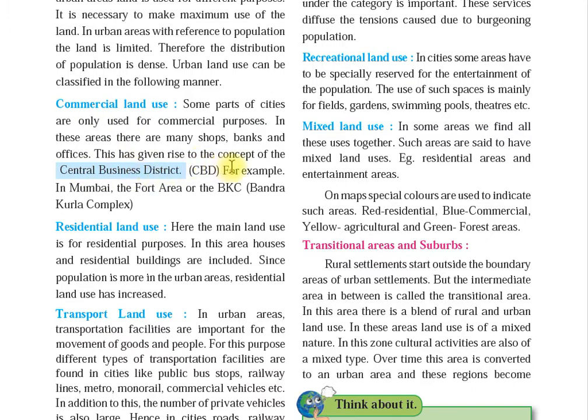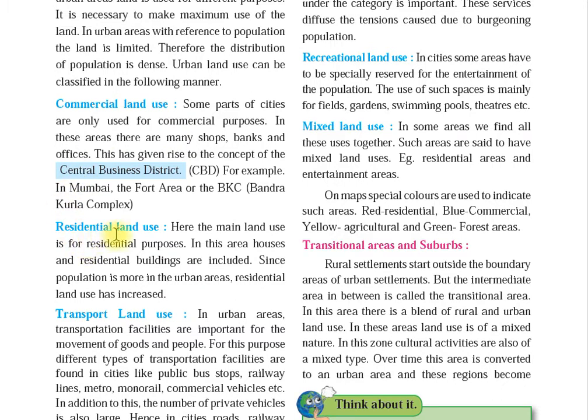This has given rise to the concept of Central Business District, that is CBD. For example, in Mumbai, the fort area. Now, which is the fort area? If you go to Churchgate side, Churchgate, Colaba, VT, that is all your fort area. It is all commercial land. The BKC, that is Bandra Kurla Complex. Here you will see all different types of offices. All big corporate offices are there, which is used for commercial purpose.